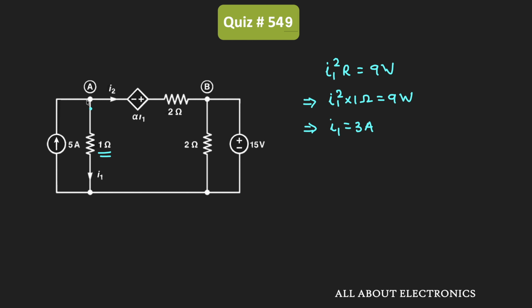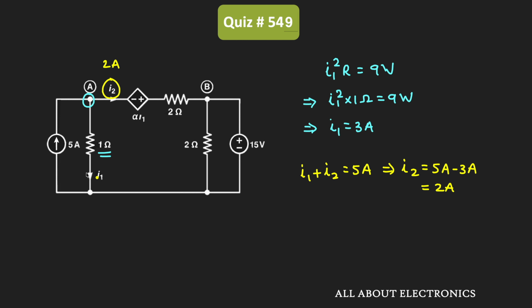Now here if you observe, then at this node A, this 5 ampere current is getting divided in the two branches. So we can say that I1 plus I2 is equal to 5 ampere. Basically, if we apply the KCL at this node A, then we will get I1 plus I2 is equal to 5 ampere. So from this we can say that this current I2 is equal to 5 ampere minus 3 ampere, and that is equal to 2 ampere. That means this current I2 is equal to 2 ampere.